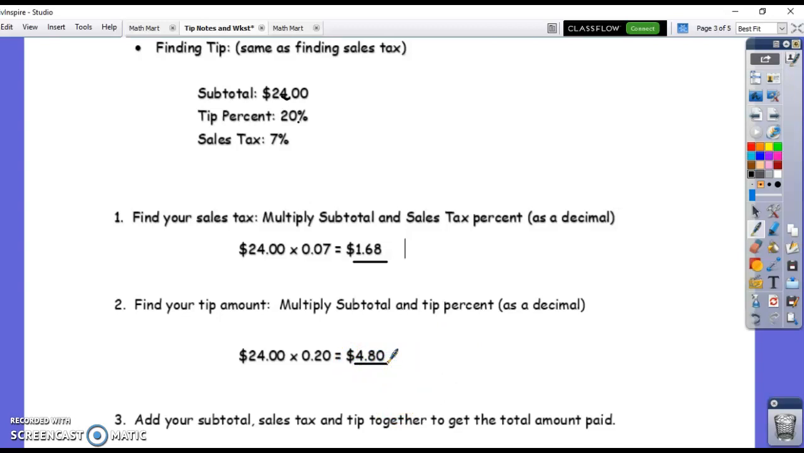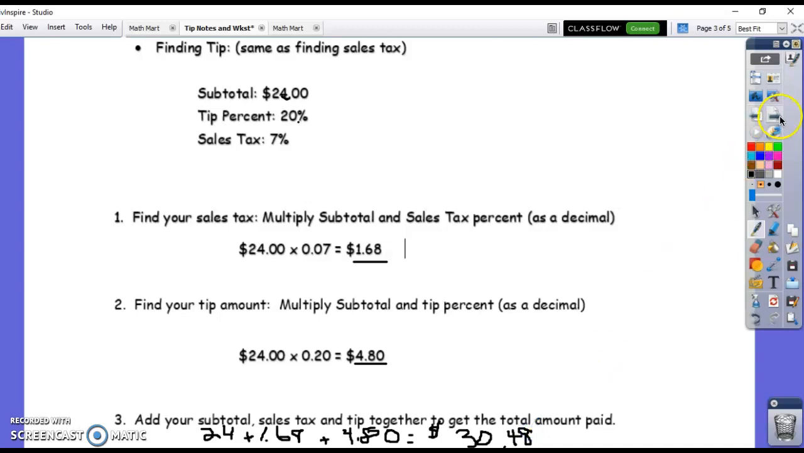And then to find your absolute total amount that you paid, you would take your $24 and add in your $1.68, and then also add your $4.80. Sorry, this is not probably the best writing, but I think you can still tell what it says. So your total bill then would be $30.48.